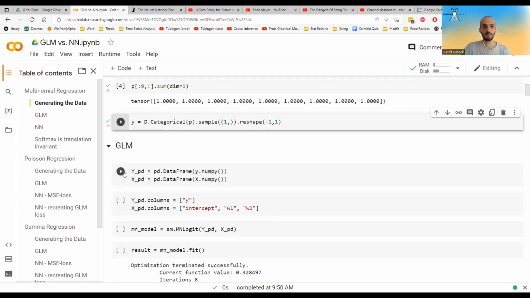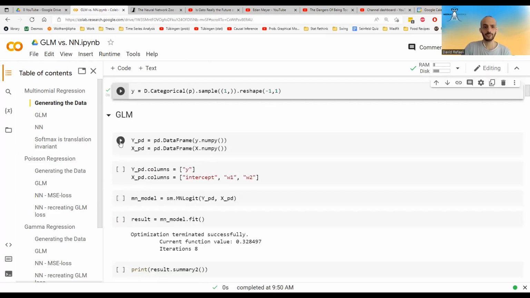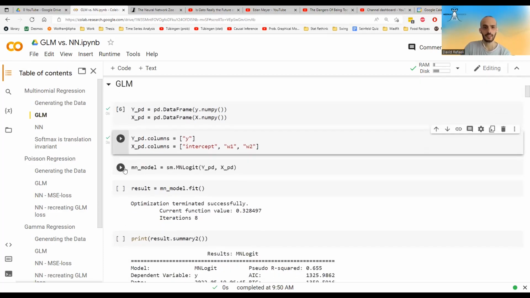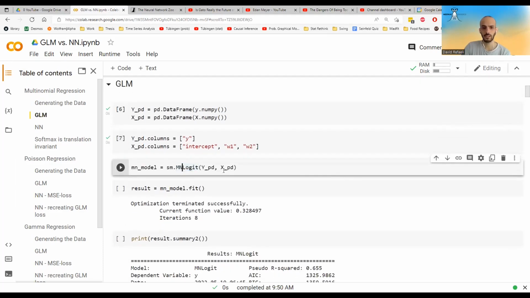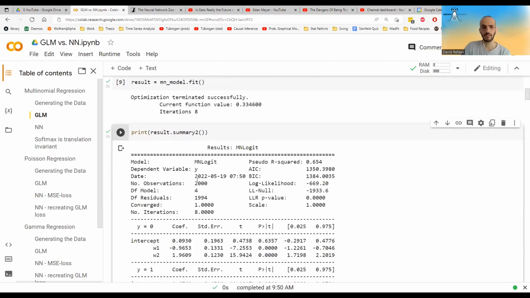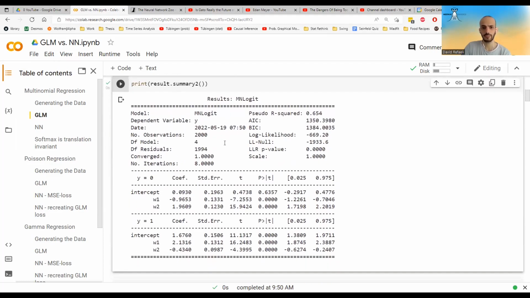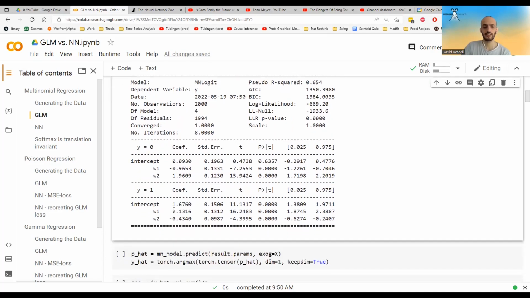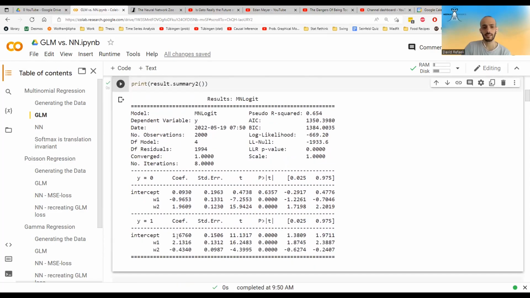Okay, and now let's fit a GLM. Again, for statsmodels, I have to convert this to a pandas data frame. I call statsmodels multinomial logit. I call fit on that object. And then I'm printing the result. We can see it took 8 iterations. It was really fast, and the results are somewhat close. So remember, we had 0.3, -1, and 2: not quite 0.3, very close to -1, very close to 2. For the second one, we had 2, 2, and -0.3: somewhat close to 2, better, more close to 2, somewhat close to -0.3. So not so bad results.